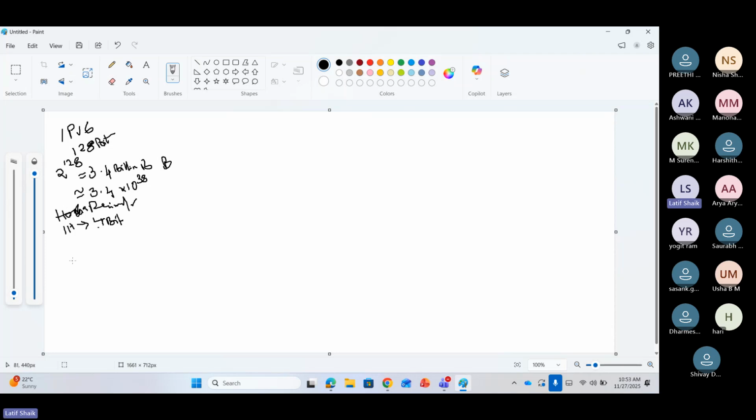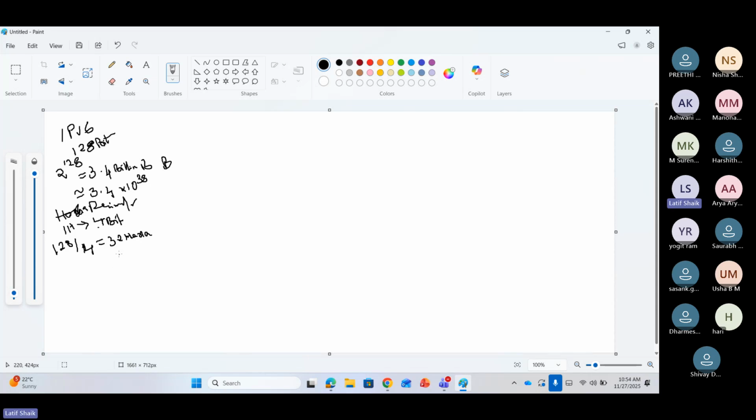So the total IPv6 is 128 bit, right? One single IPv6 address is 128 bit. So representing it in hexadecimal format means 128 by 4. How much is it? 32 hexa numbers. In a single IPv6 address, totally 32 hexa numbers, 0 to F. Next.